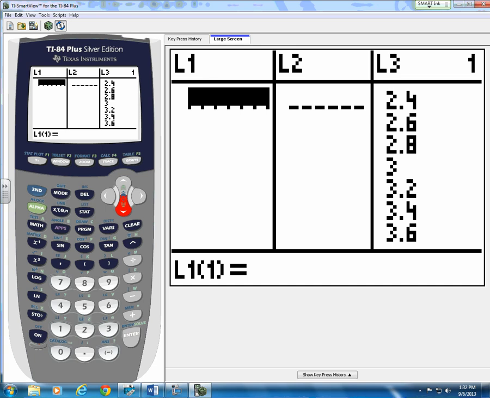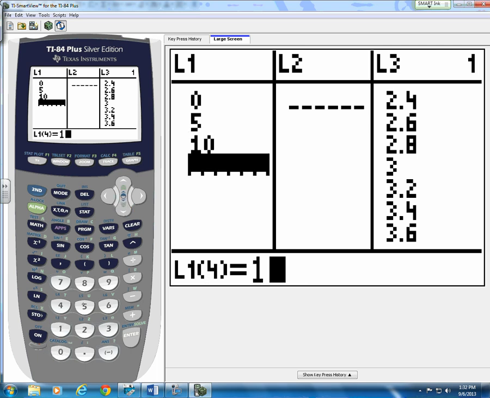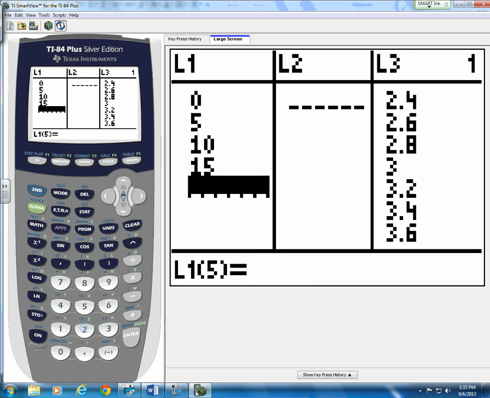So the first year was 1980. We don't want to put 1980 in because that would become the x coordinate of our point. I'm going to put the year 0 in. So 1980 is going to correspond with year 0. 85 is 5, 90 is 10, 95 is 15, and 2000 is going to be year 20.